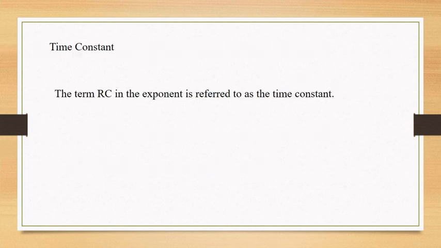Time constant. The term RC in the exponent is referred to as the time constant. The time constant is the amount of time it takes for the charge of the capacitor to equal 63.2% of its final value when charging, or 36.8% of its initial value when discharging. Similarly, the time constant applies for both the voltage and the current in the capacitor of an RC circuit.